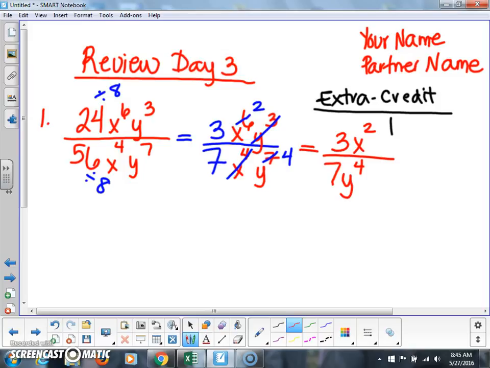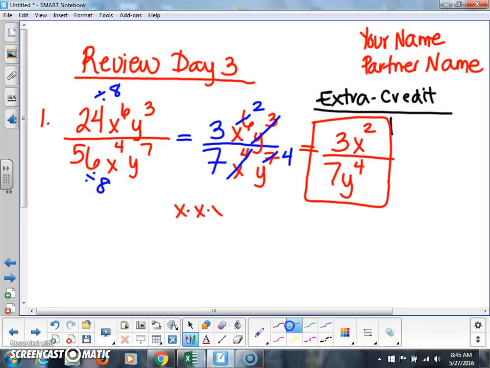Are you sure? Okay, if you have 3 y's in the numerator and 7 y's in the denominator, when you take 3 from the bottom, you're left with 4. Okay, so your final answer is 3x squared over 7y to the fourth.